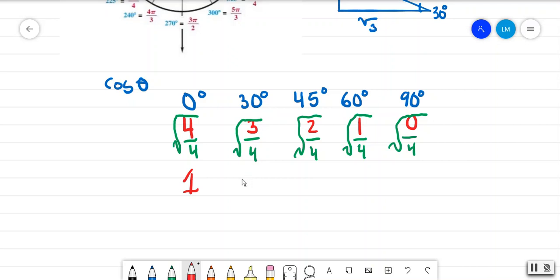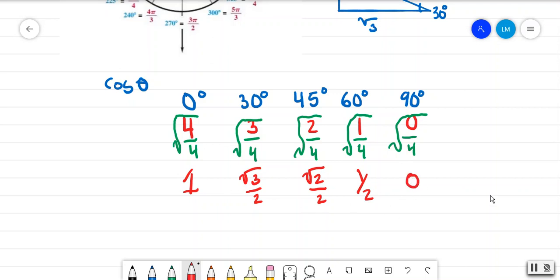30 degrees is just root 3 divided by 2. 45 degrees is going to be root 2 over 2. And then root 1/4 is going to be 1/2, followed by the square root of 0, which is just going to be 0.